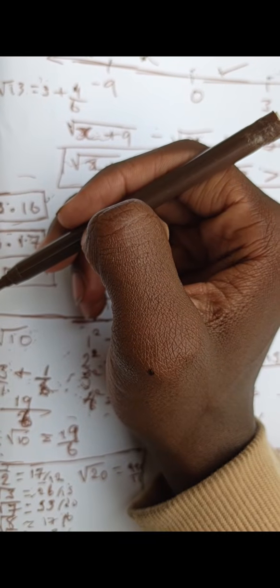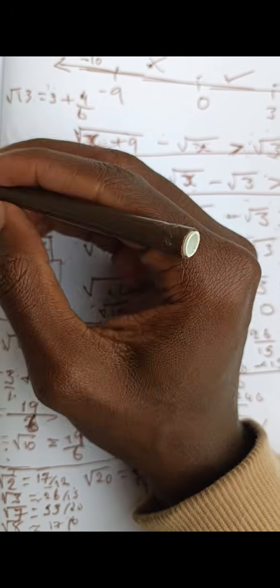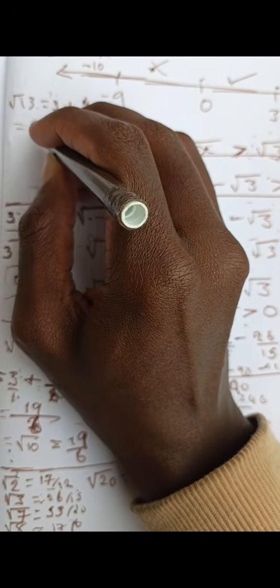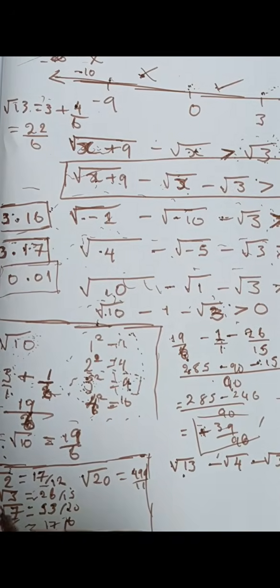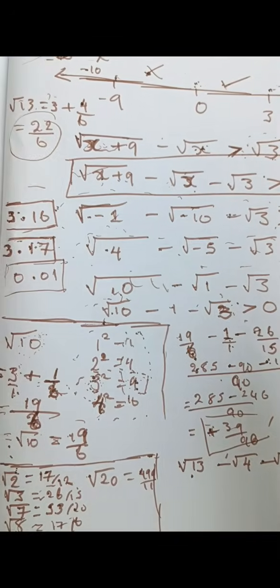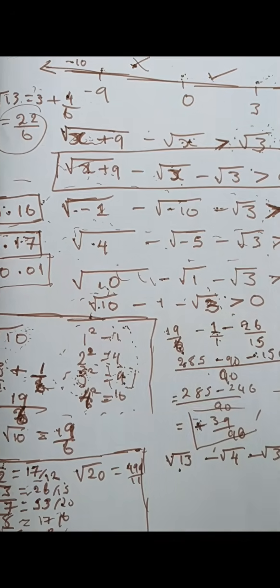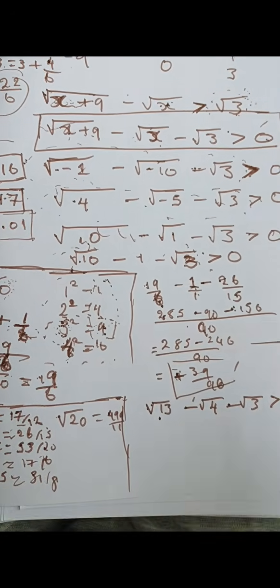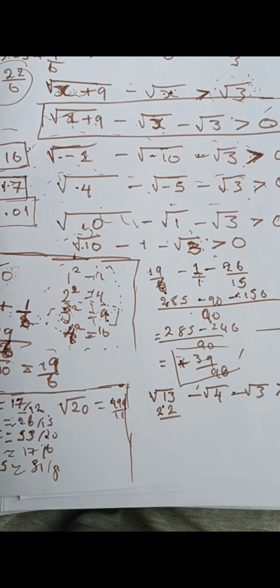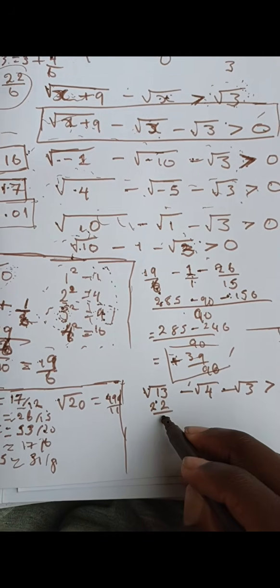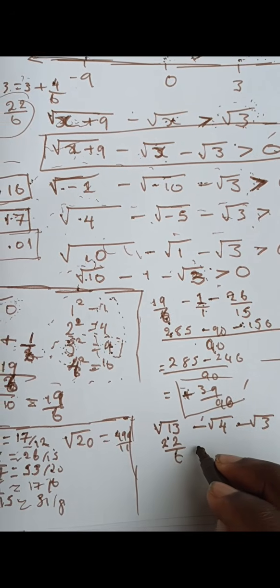Okay, so make that a single fraction. It's going to give you 22 over 6. This is the fraction which is much closer to the actual value of the square root of 13. So here I'm putting 22 over 6.